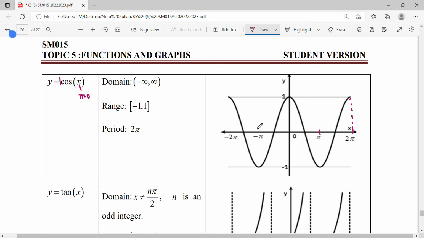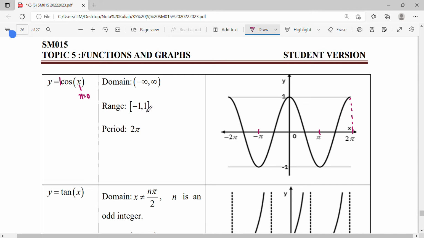For this graph, it will be oscillating non-stop, so even for the negative part you also have the graph, like -2 pi. So based on this graph, our domain will be negative infinity to infinity. Meanwhile, for range, we look at the y. The maximum value is 1 and the minimum value is -1. So the range will be -1 up to 1.